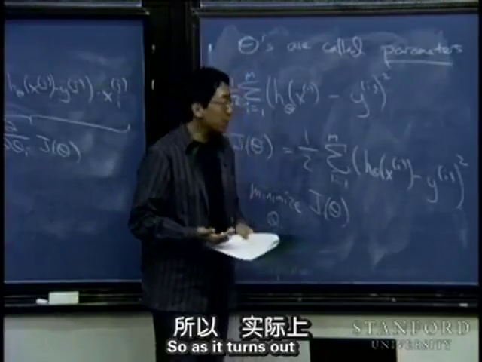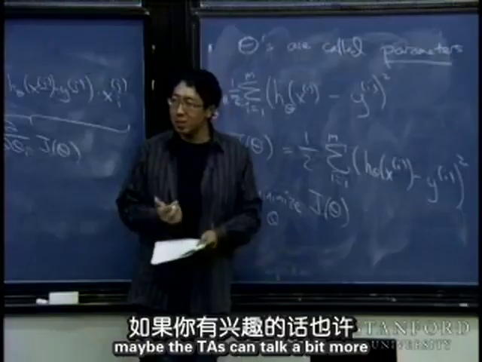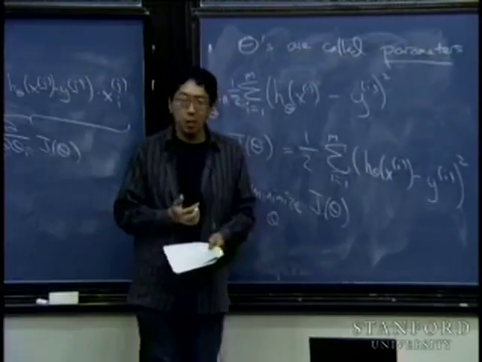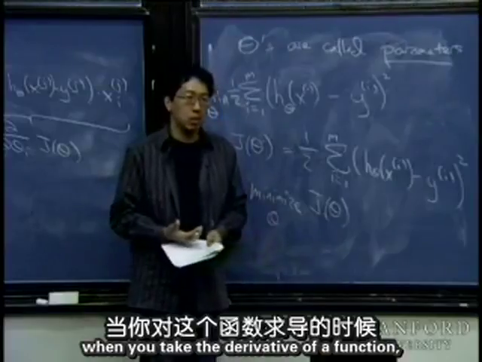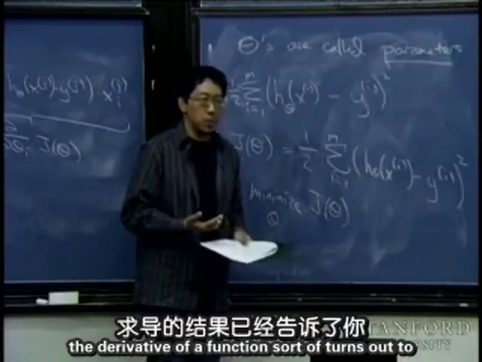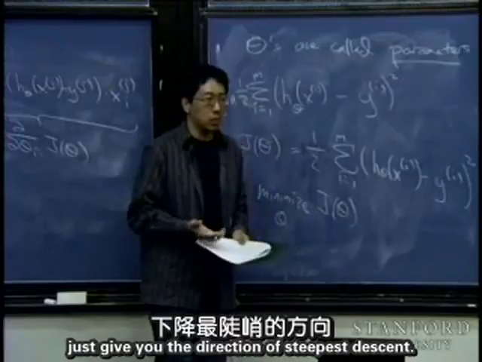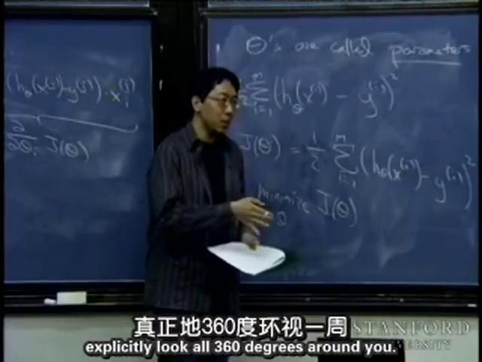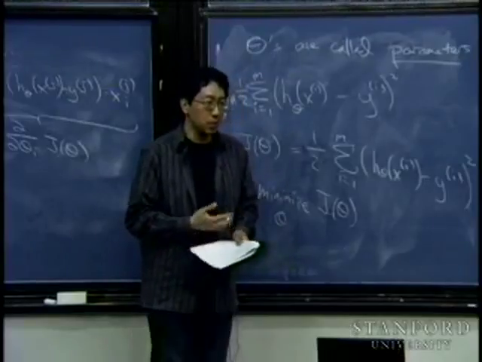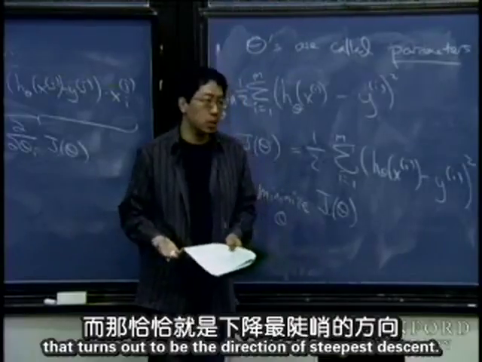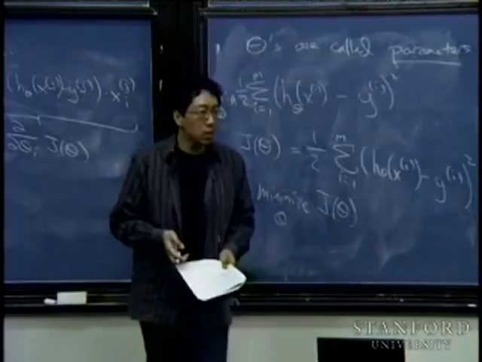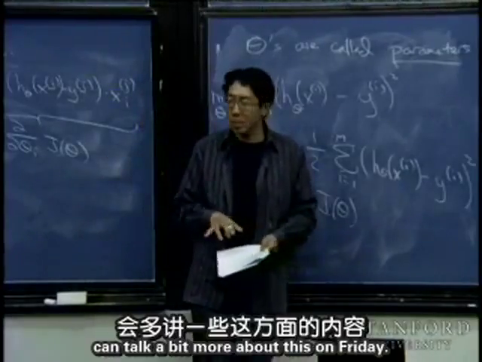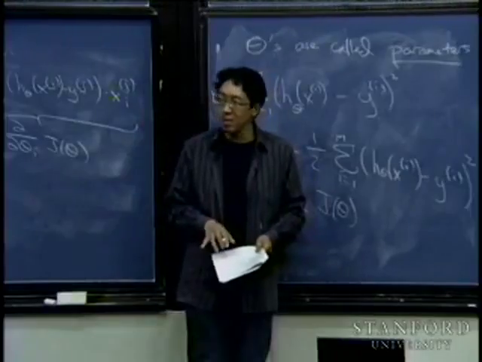Maybe the TAs can talk a bit more about this at the section if there's interest. It turns out when you take the derivative of a function, it just gives you the direction of steepest descent. And so you don't explicitly look all 360 degrees around you. You just compute the derivative, and that turns out to be the direction of steepest descent. Maybe the TAs can talk a bit more about this on Friday.